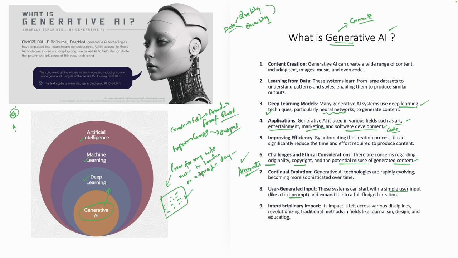And yes, we need to be aware of certain interdisciplinary impact. The impact is definitely felt across several disciplines, revolutionizing the traditional methods in the fields of journalism, design, and education. So that's where we need to be really careful about these generative AI systems. How and where are we utilizing these systems? For the moment, it's best to understand that generative AI is a subset of deep learning. And generative, as the name suggests, means generating or creating; you are creating new content, right? That's the major difference. And in the next video, we'll take a look at the difference between predictive AI and generative AI. So thanks for watching.